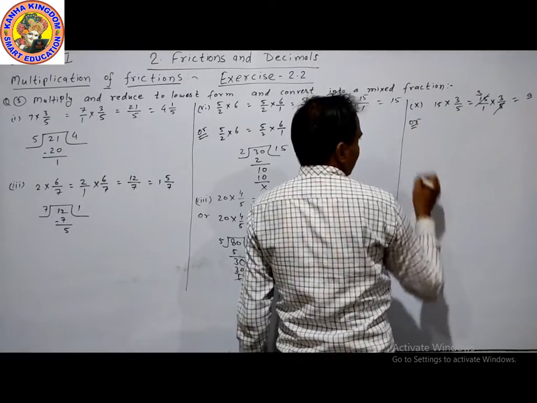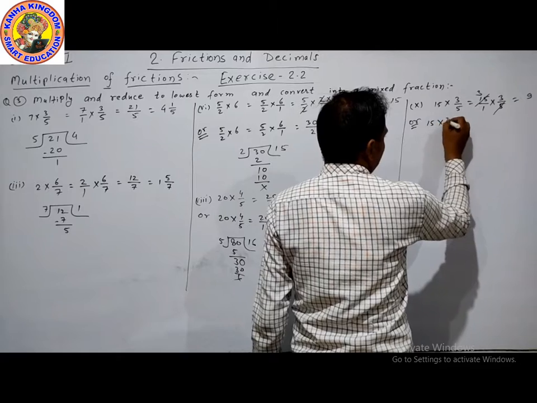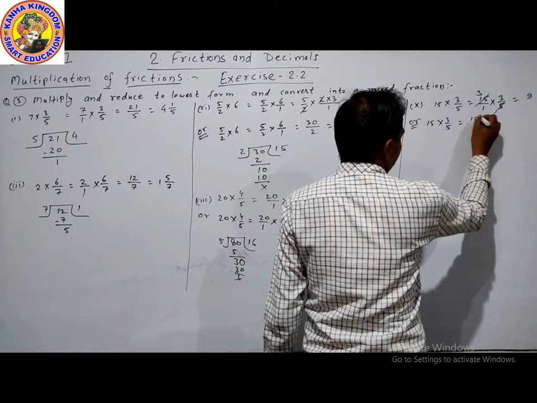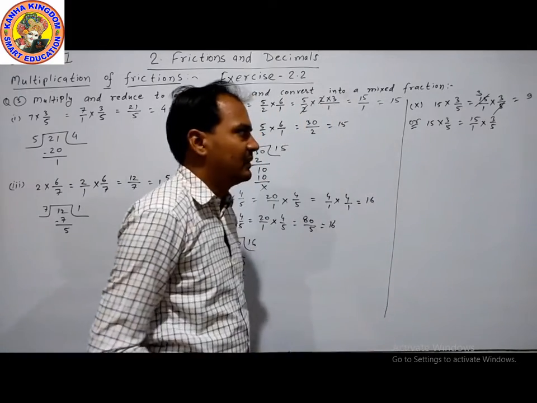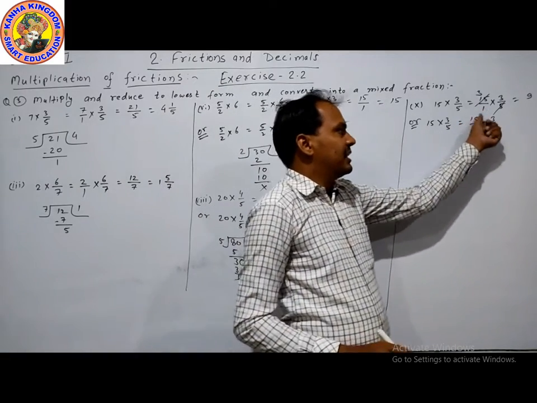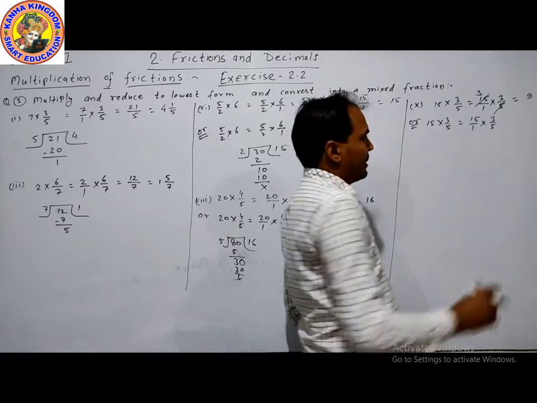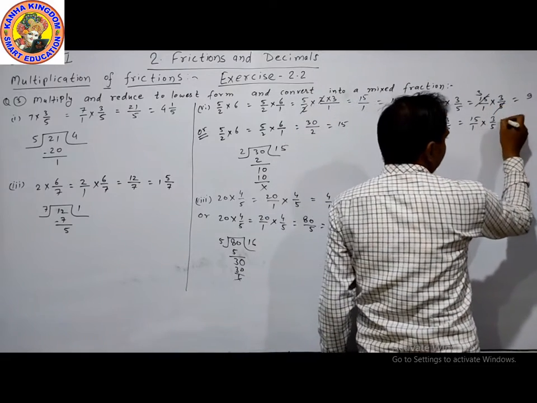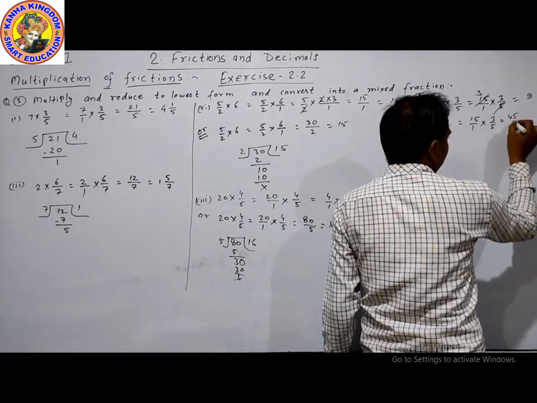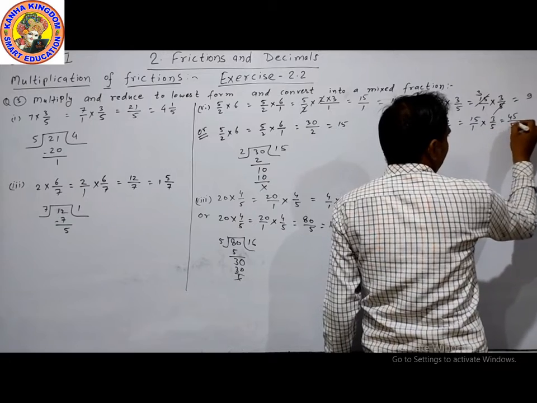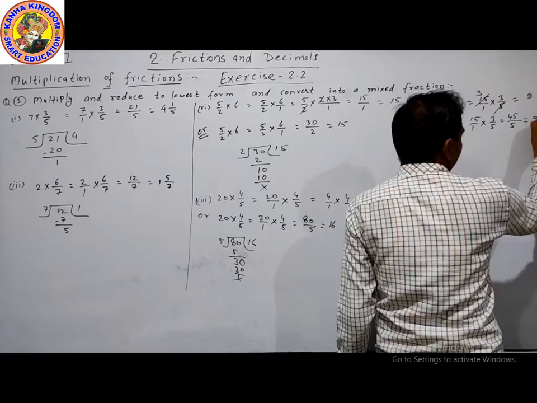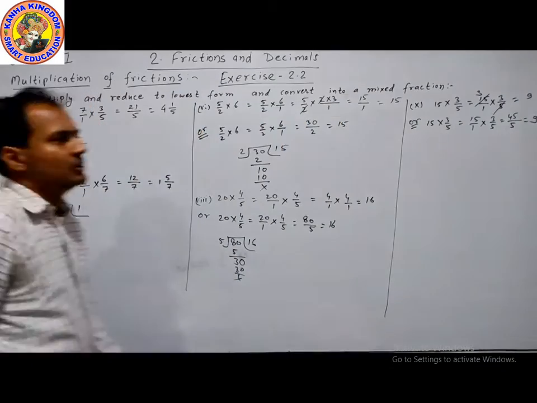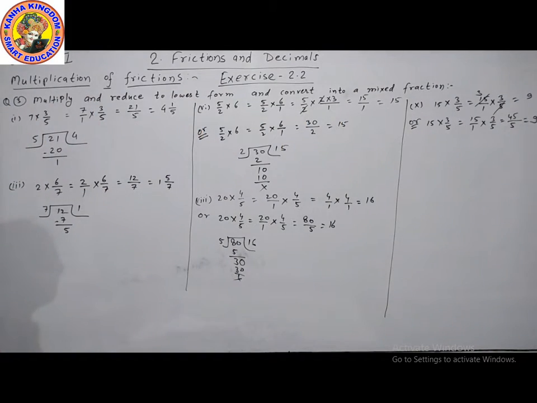Or in other words, 15 into 3 by 5 is equal to 15 upon 1 into 3 by 5. Multiplication in numerator and denominator separately: 15 into 3, 45; 1 into 5, 5. We will divide 45 by 5, 9 times. So this is our final answer.